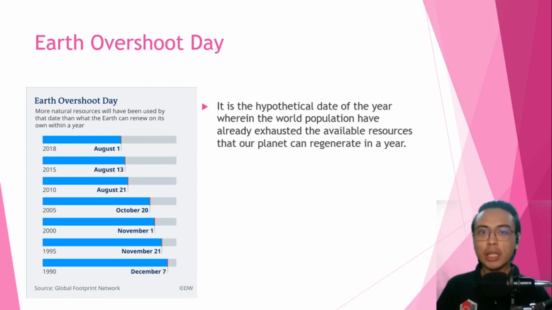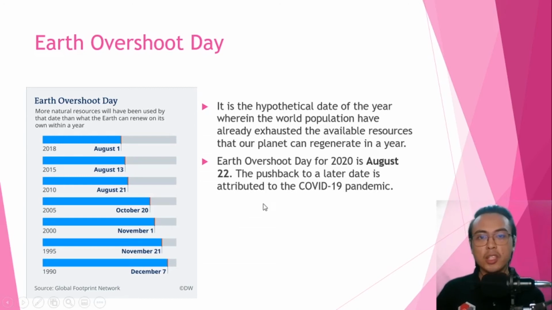So what does that mean? That means that our entire budget for the year 2018 had already been spent as early as August 1. And that is just 2/3 of the year. Okay? That means that we are already overshooting the carrying capacity. This year, Earth Overshoot Day falls on August 22. That is actually an improvement from 2018, which was August 1.